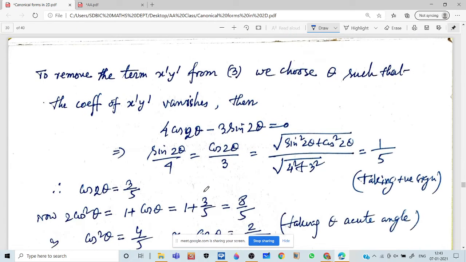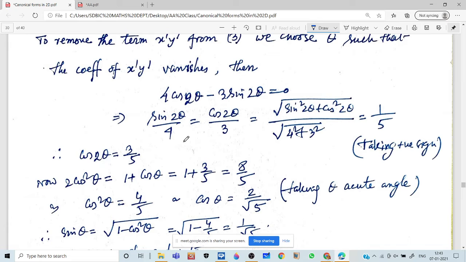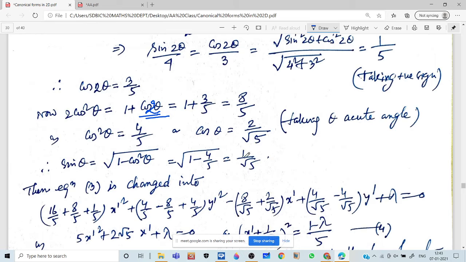From this relation, you get sin 2 theta equal to 4 by 5, and cos 2 theta equal to 3 by 5. Now 2 cos squared theta is equal to 1 plus cos 2 theta. Sorry, this is the mistake, this is the cos 2 theta. So 2 cos squared theta is equal to 1 plus 3 by 5, which is 8 by 5. Taking the positive sign, since theta is an acute angle, cos theta is equal to 2 by root 5, and sin theta is equal to 1 by root 5.